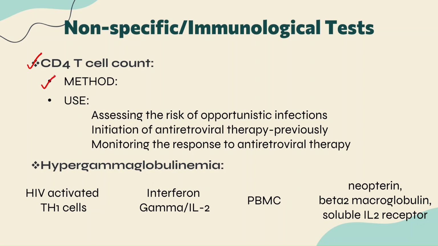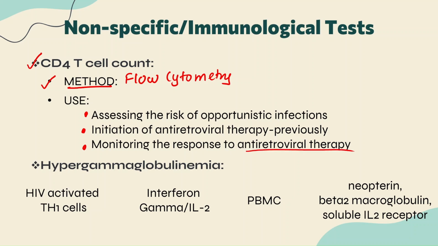So in this test, the method that we are using is called as the flow cytometry. So we are making use of the method flow cytometry पे based होता है CD4 T cell count. This is how you are going to estimate it. Okay, and the use of this test is for assessing the risk of opportunistic infections, also for initiation as well as monitoring the response of antiretroviral therapy.